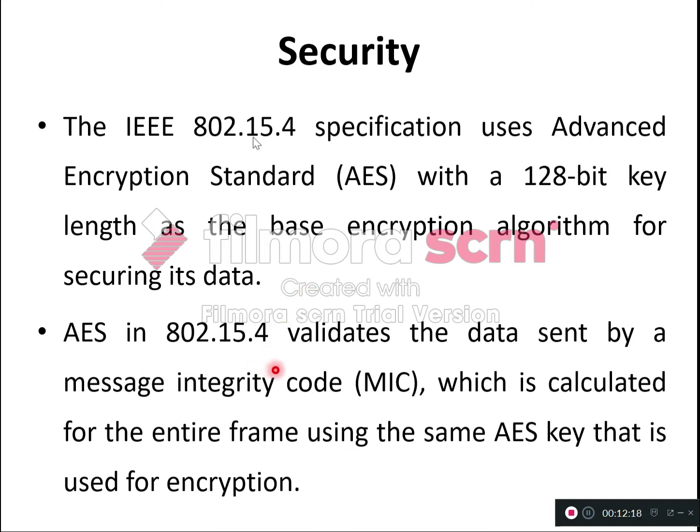AES in 802.15.4 validates the data sent by a message integrity code, MIC, which is calculated for the entire frame using the same AES key that is used for the encryption. The data which is received will be validated by this MIC and it is calculated by the same key, which is the 128-bit key, used for its encryption.